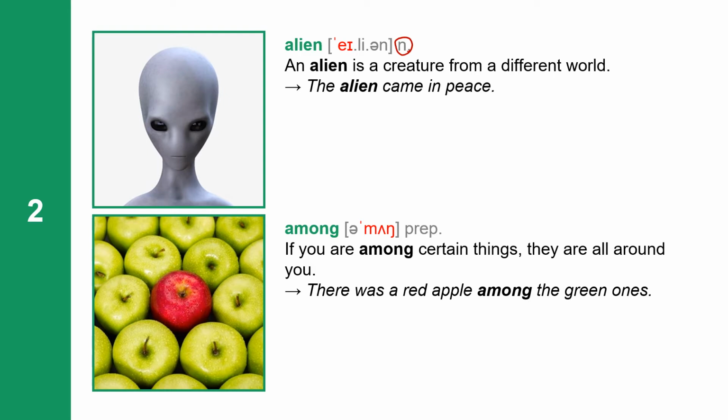Next one. Among. It's a preposition. Accent on the second syllable. If you are among certain things, they are all around you. There was a red apple among the green ones.